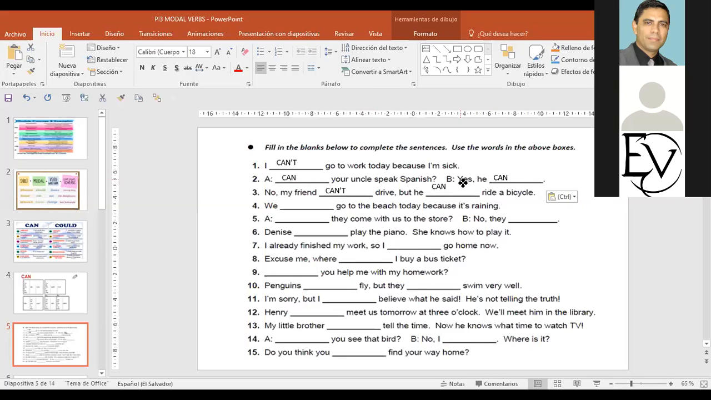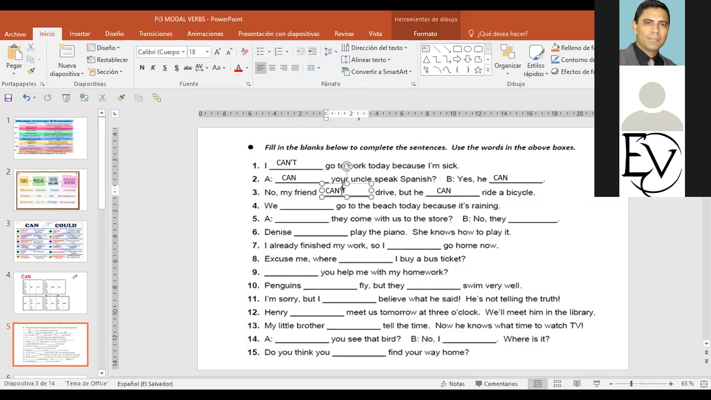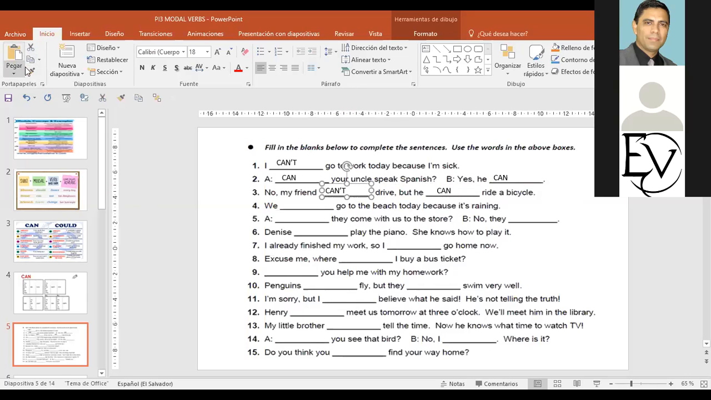So, let's see. Okay, go ahead. We can't go to the beach today because it's raining. Okay, because it's raining. Yes, these days we can't go to the beach. Okay, very good. So I have Katia and Crisia. So Katia first and then Crisia.